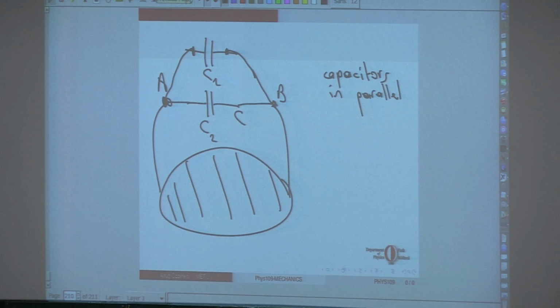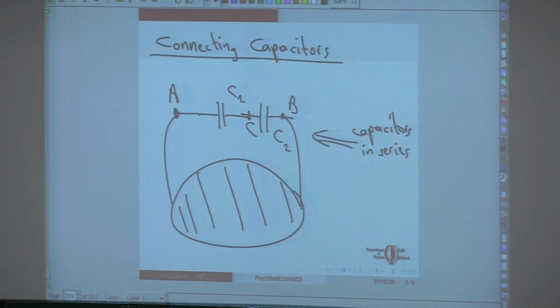Now, of course, let's see. Let's start with series capacitors.